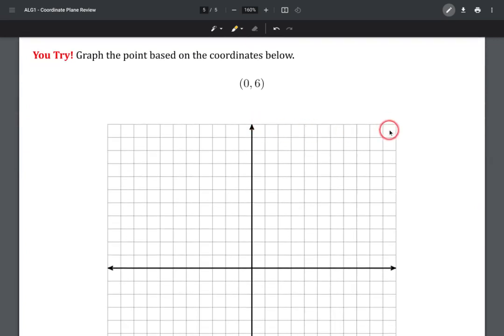Okay, go ahead and pause the video here and see if you can try this one on your own. Go ahead and double check over your answers. Here we go. This time I see that there's a 0 in the x-coordinate, which means I don't need to go left or right. And I just need to go up because I have a +6 for the y-coordinate.